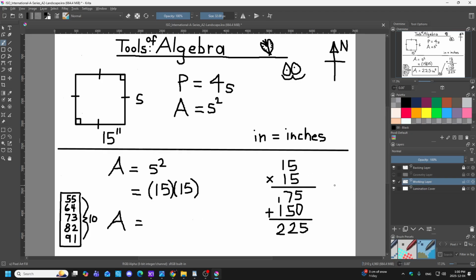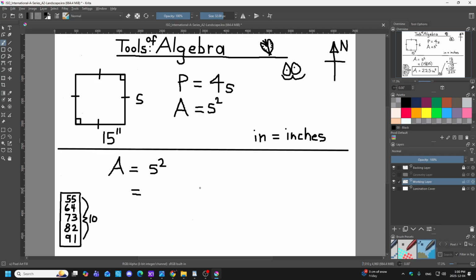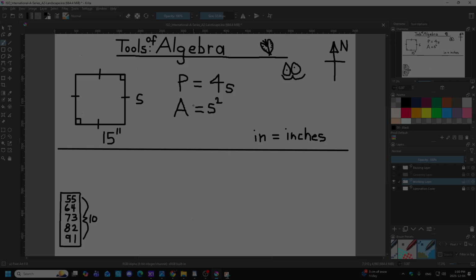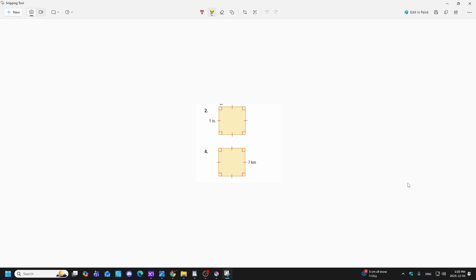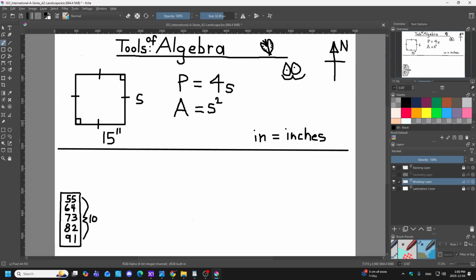Good job, you guys. You're so awesome, you have no idea how awesome you are. Okay, let me share a couple of problems for you to try, just for fun. Here they are. Okay, one square which is 1 inch, and the other one is 7 kilometers. Okay, have fun with those.